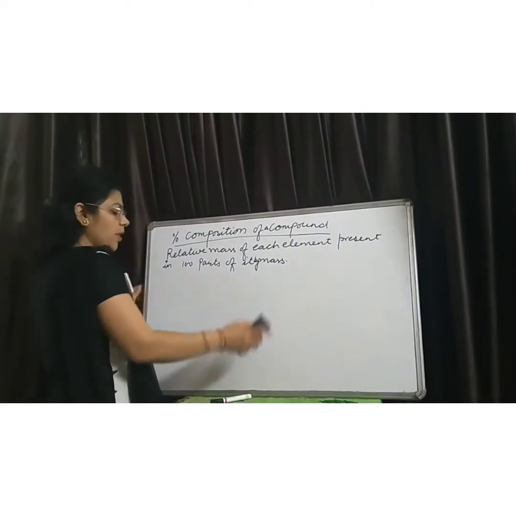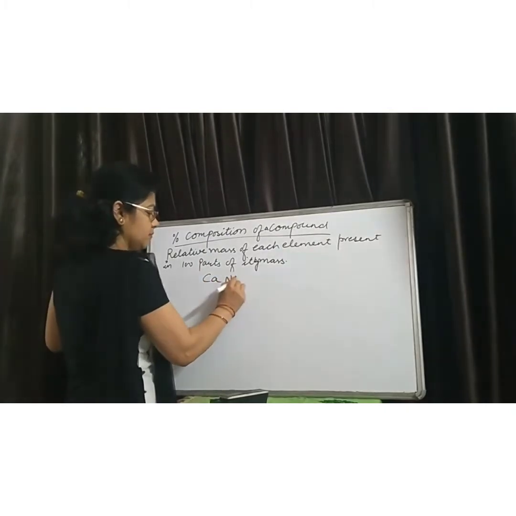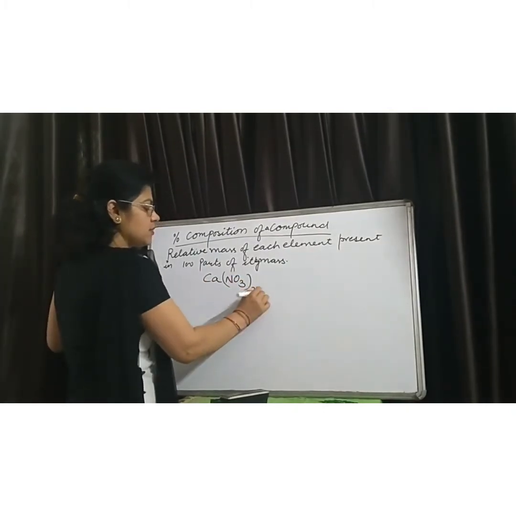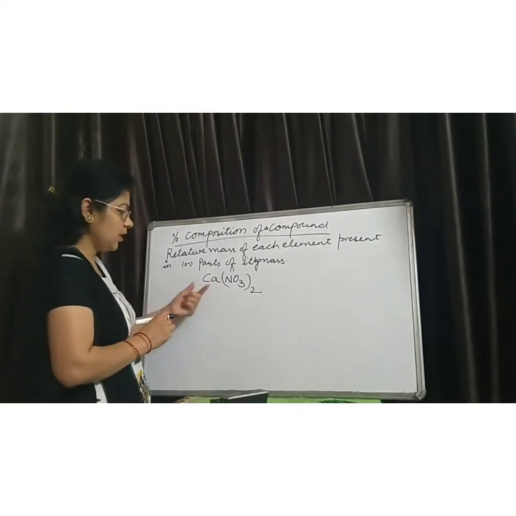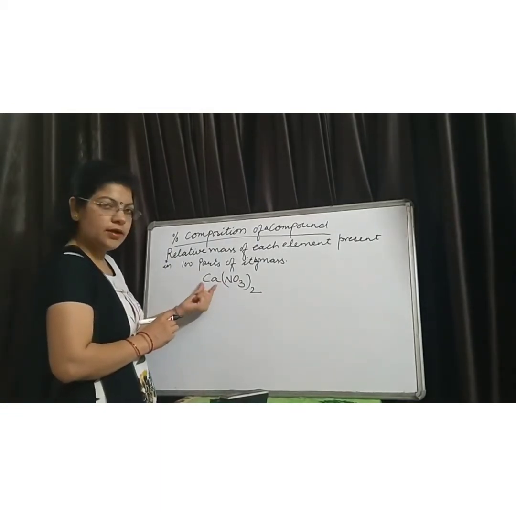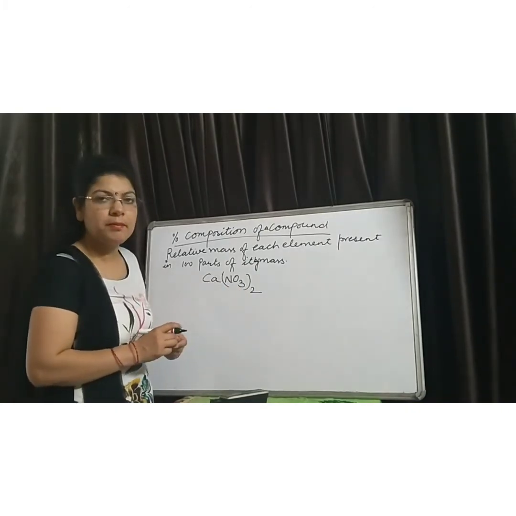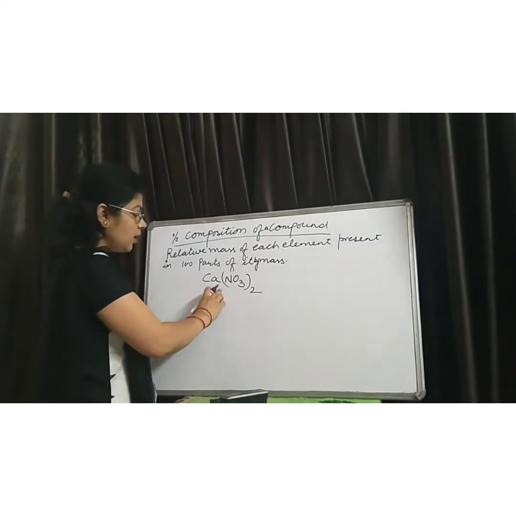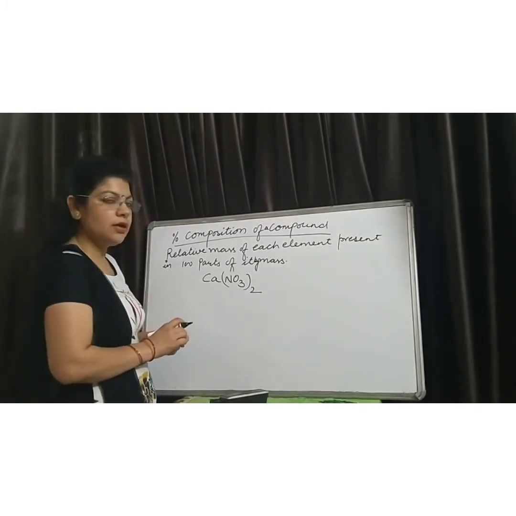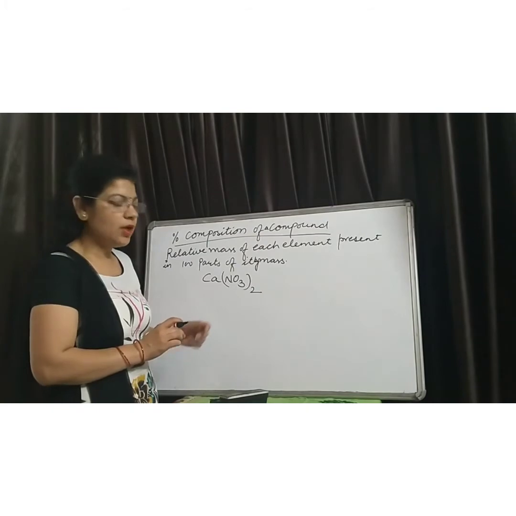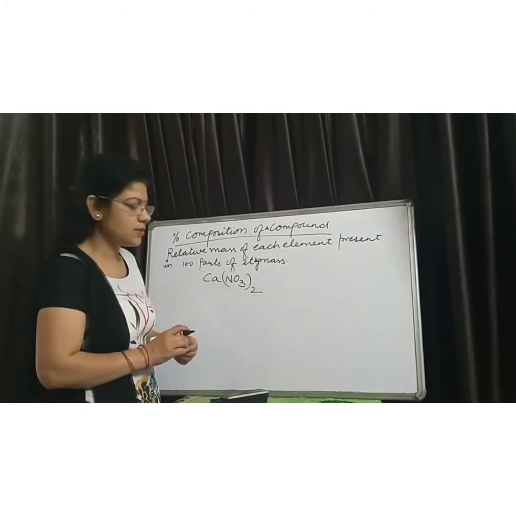Let's take the compound calcium nitrate. This is the chemical formula of calcium nitrate. In this compound, 1 atom of calcium, 2 nitrogen and 6 oxygen are present. As 3 different elements are present, we have to calculate the percentage of these 3 elements.